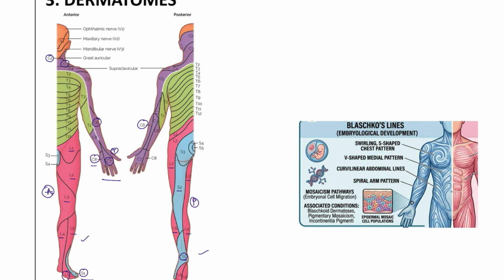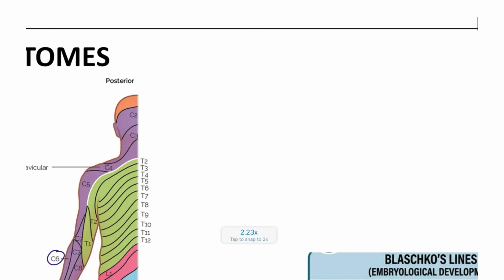Okay, so repeat after me. These important points can be expected. The thumb is supplied by C6, and the big toe, that is the metatarsal, is supplied by L5 on the anterior aspect. What about the posterior aspect? In the posterior aspect, it is supplied by L4.